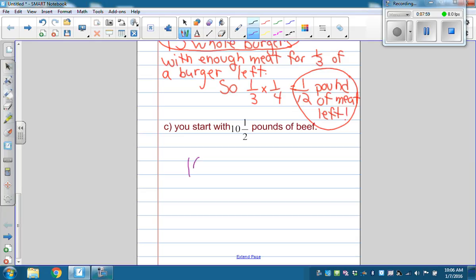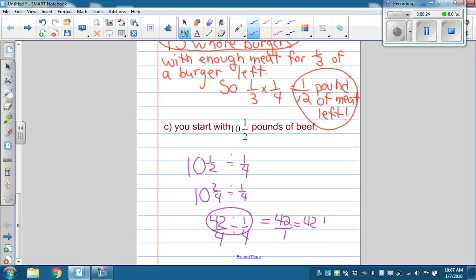Because if you start with 10 1/2 and you divide by 1/4, this is 10 2/4 divided by 1/4, which is 42/4 divided by 1/4. So 42 divided by 1 is just 42 burgers. Nothing left over.